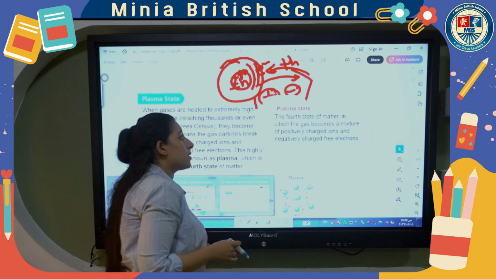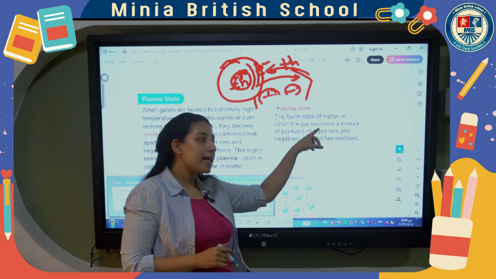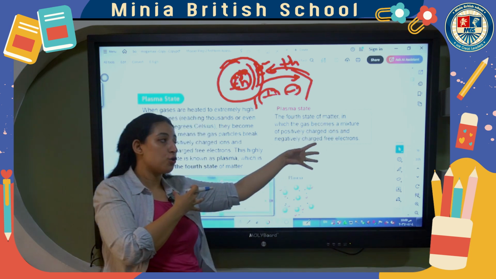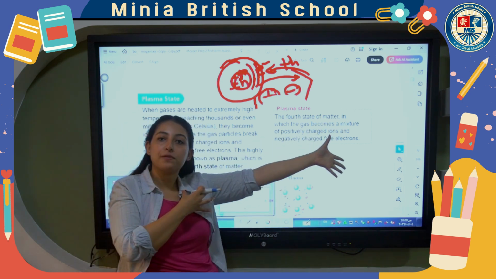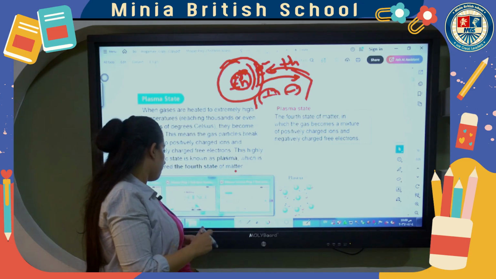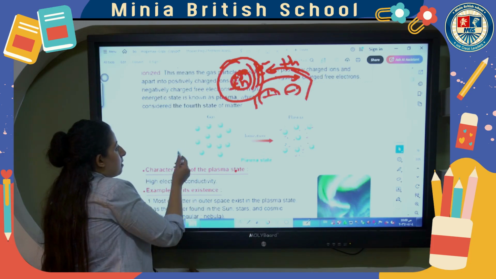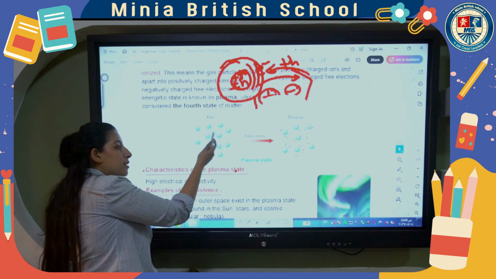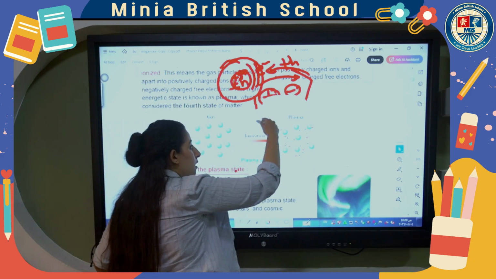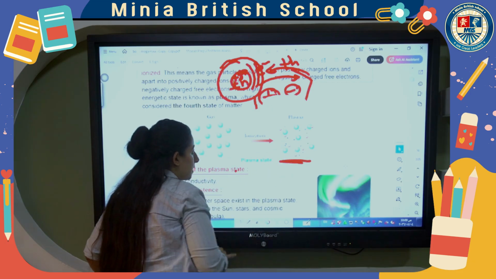So we can say, what is plasma state? It is the fourth state of matter in which the gas becomes a mixture, as I drew, of positively charged protons and negatively charged free electrons. Okay, and this is the fourth state of matter. As you see here, these were the gaseous atoms. After ionization, they become positively charged ions together with negative electrons, a mixture of them, that's called plasma state.